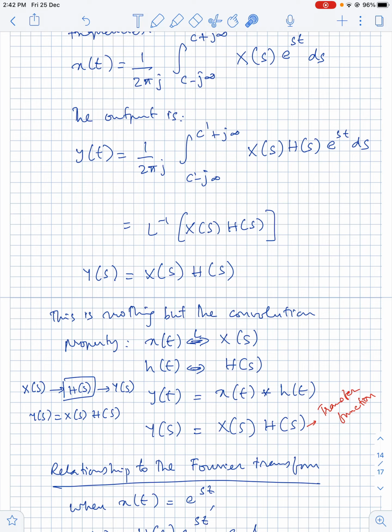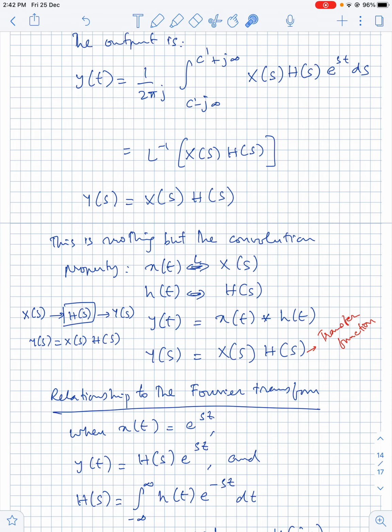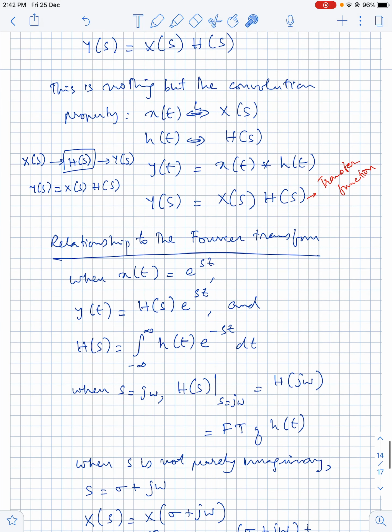And generally when you write it like this, Y of s is X of s H of s. This H of s, which is essentially the Laplace transform of the impulse response, is known as the transfer function of the system. People in control theory, people who work in control systems, use this, and essentially the transfer function captures how the input is transferred to the output by the LTI system. This is in particular useful for getting the input output relationship.